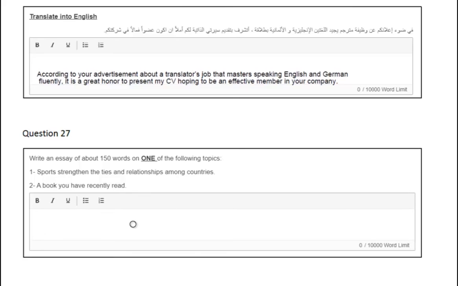Try to make an outline for your essay before you write. Try to mention what the introduction is, what the thesis statement is, what the points you are going to write about are, and what your conclusion is. If you make an outline about your essay, in this case you will write a very good and perfect paragraph.